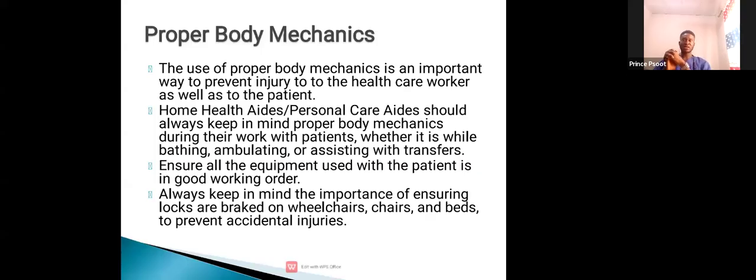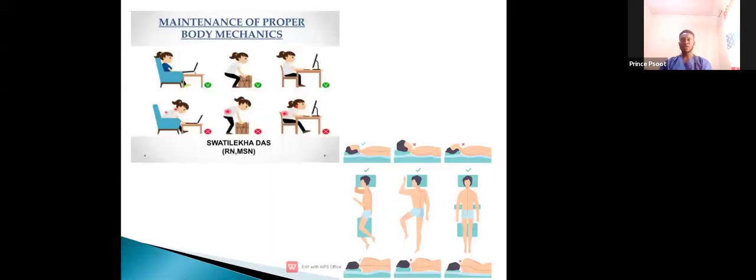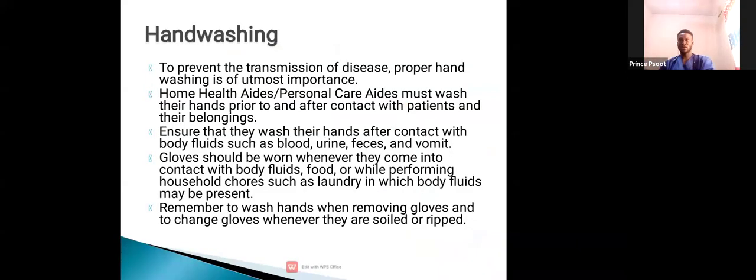Always keep in mind the importance of ensuring locks are on. I repeat, the other thing is the importance of ensuring the brakes are locked on the wheelchairs, the chairs, and the bed to prevent what? Accidental injury. The reason all these brakes are on wheelchairs and beds is to prevent accidental injuries. And remember proper body mechanics: how to sit well, how to carry something, and how to even sleep well in a proper body position.